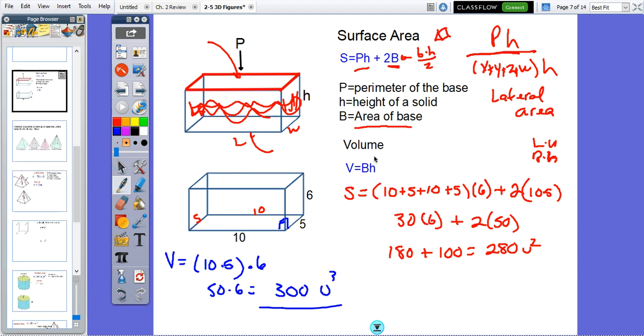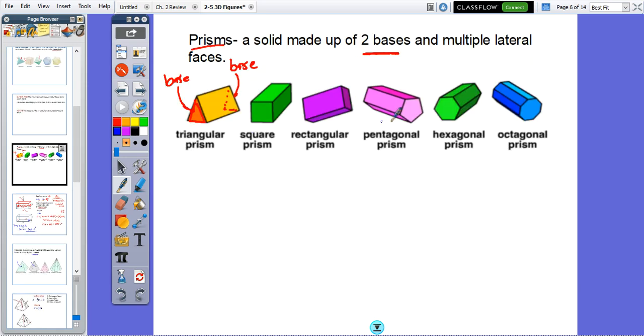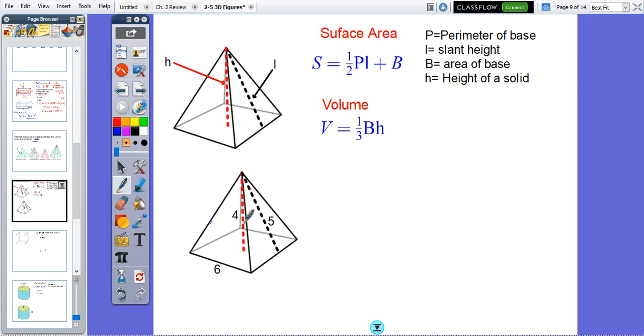Let's look at pyramids. Pyramids are very similar to prisms, but they only have one base, and the faces are different. They're all triangles. If we look at our prisms, all the faces are rectangles, rectangles everywhere. But pyramids, they're all triangles. Just like the prisms, you name them based off the shape they have at the bottom. So let's look at that.